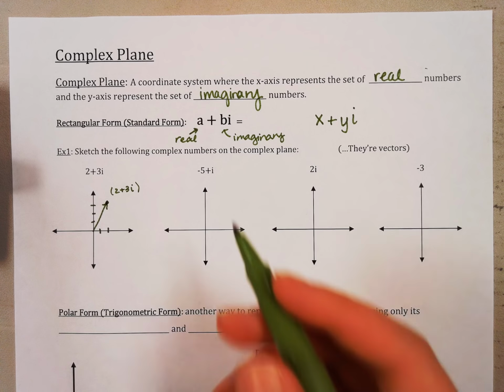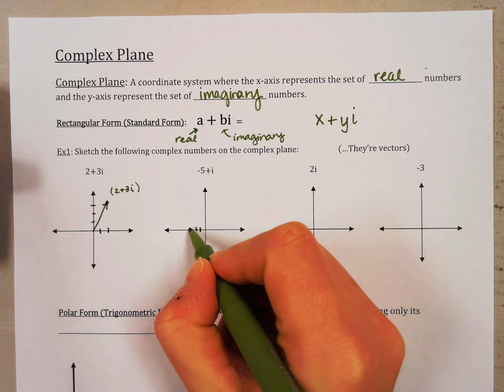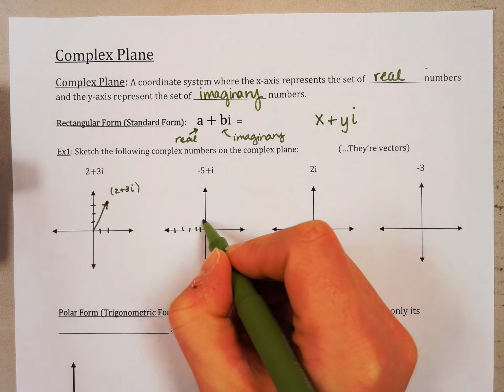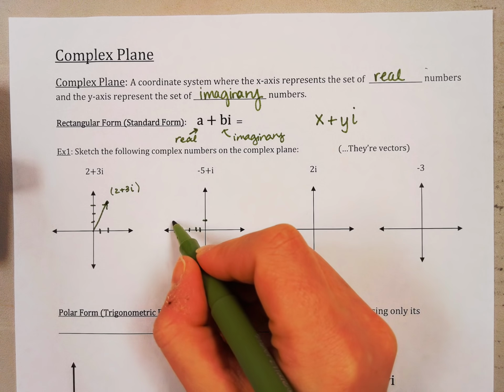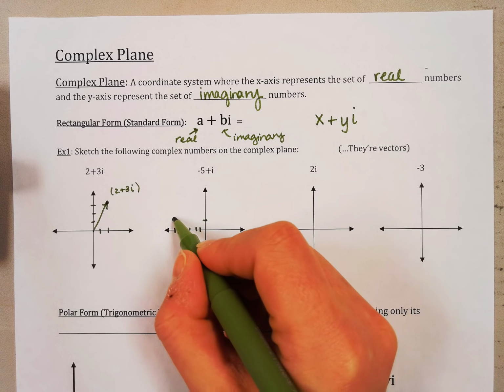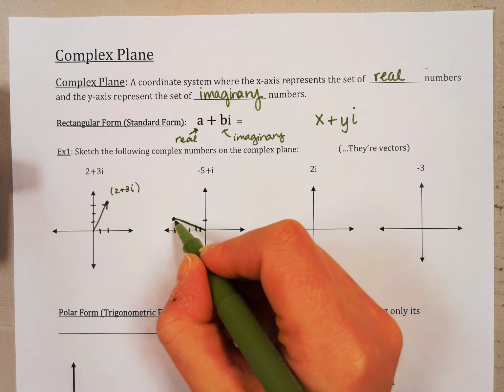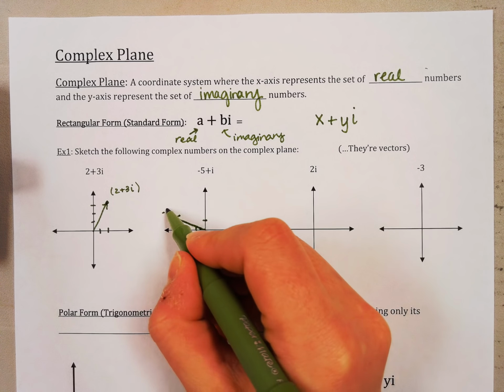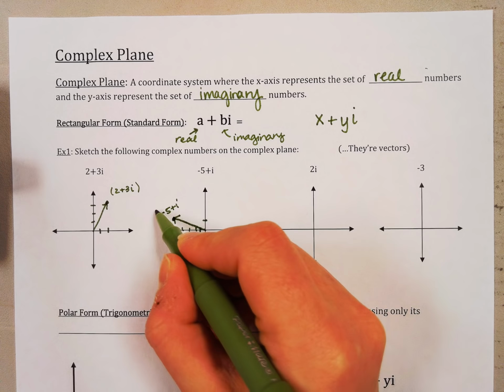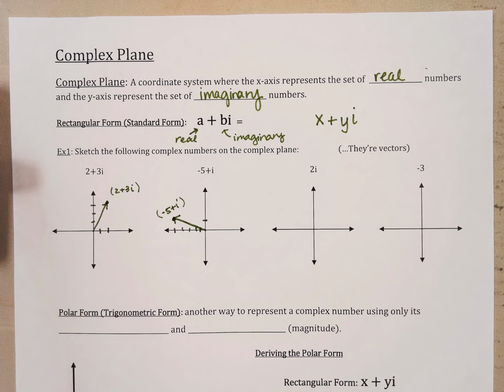Same idea here. -5 on the x-axis and 1 on the y-axis, 1i. So we have a plotted point out here in space. It's a vector, so we're going to connect it. And this would be the complex number -5 plus i.